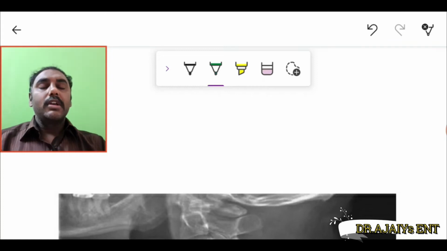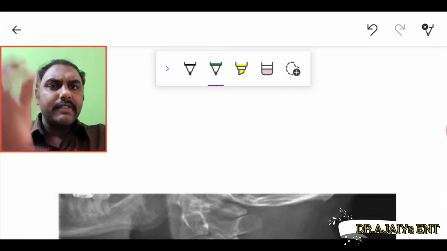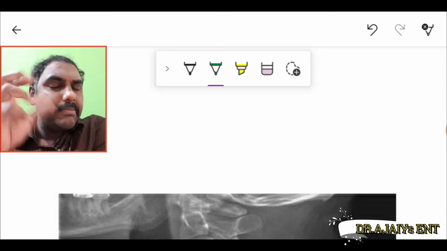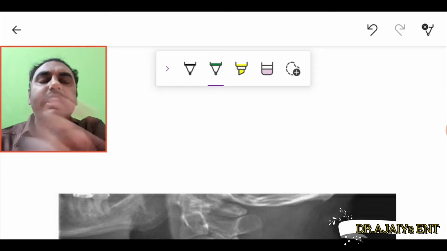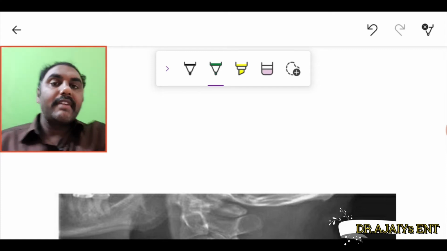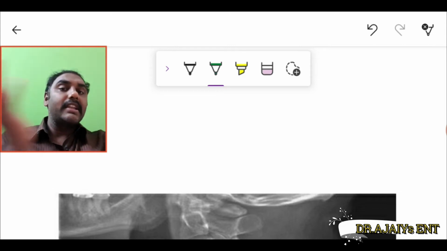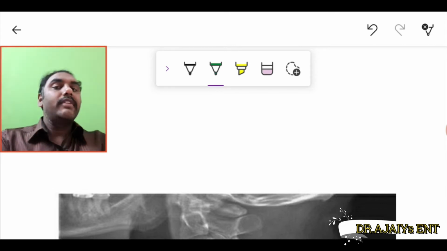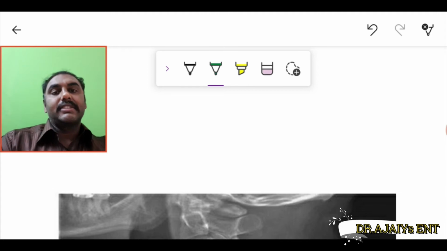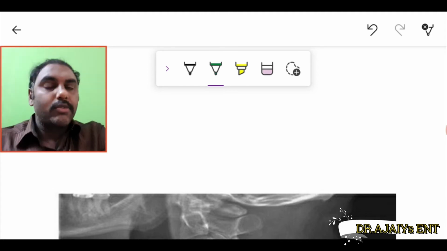Good morning to all. So now we will have a discussion on a very small topic and a very important topic also, the signs in the larynx. We have already dealt with the signs in the ear, we have already dealt with the signs in the nose. Now we will deal with the signs in the larynx and pharynx.